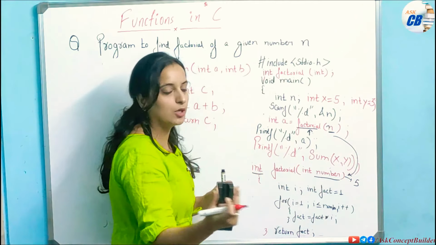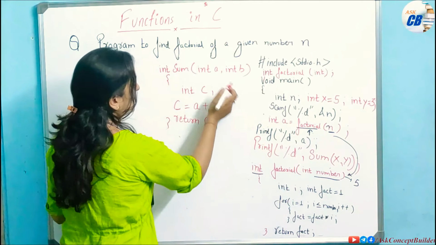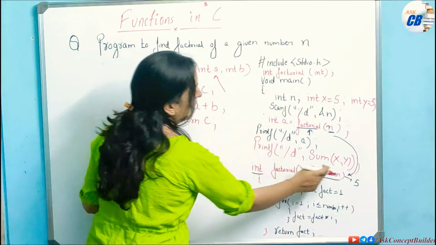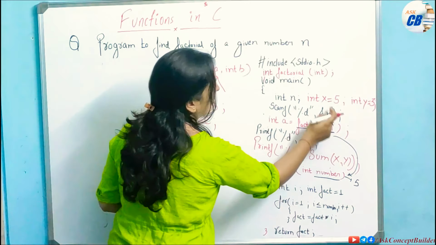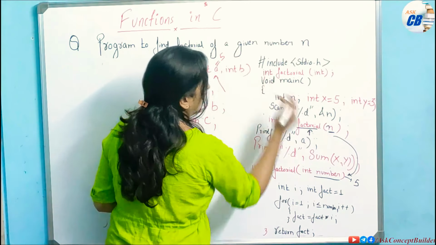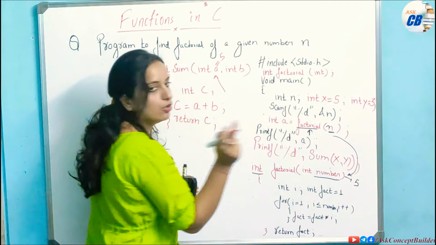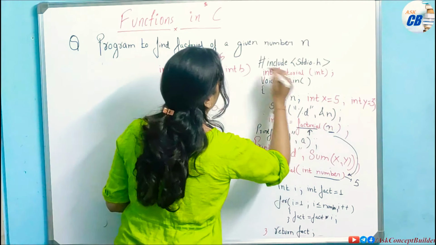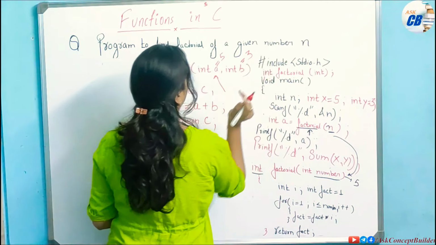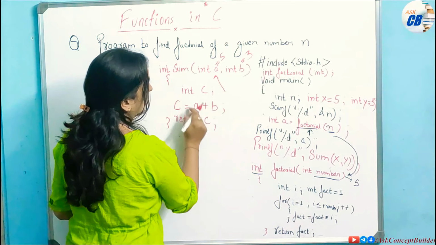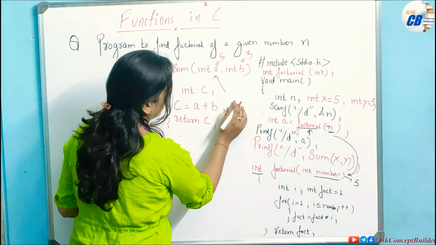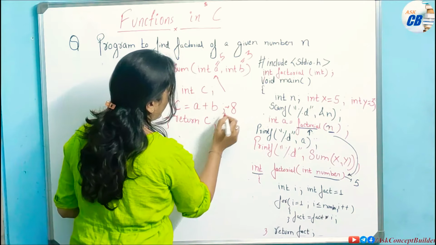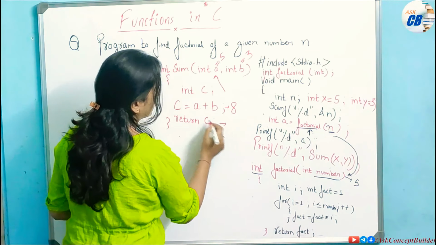So this sum function will be called, and where will it go? Your sum function here, so it will go here, and this a will get the value of x. And what is the value of x? So a will get the value 5, and this b will get the value of y. So what is the value of y? It is your 3. So in c it will sum these values. 5 plus 3 equals your 8, and this c is your 8.